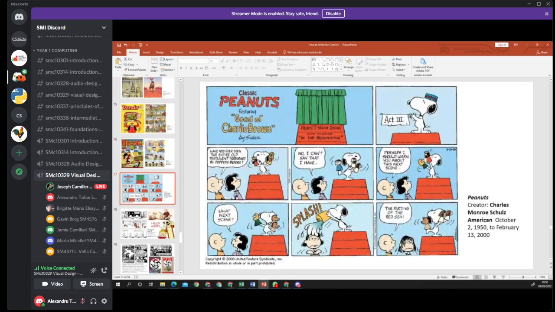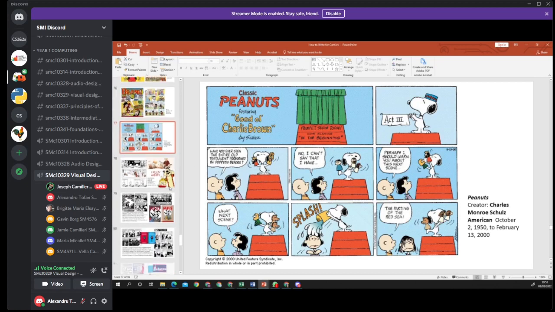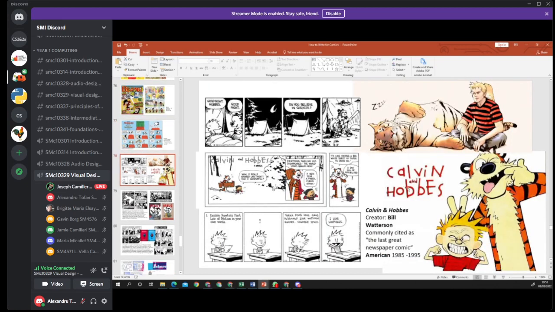Peanuts, also another classic. Peanuts is very much American, by Schulz. Started in the 50s, ended in February 2000. Very much a tongue-in-cheek criticism of American society. Then we have one of my favorites again, Calvin and Hobbes, based on two philosophers, but depicting this boy and his imaginary friend who is actually a soft toy. And he actually gives life to a soft toy in his imagination.